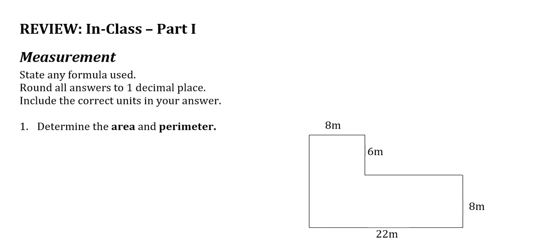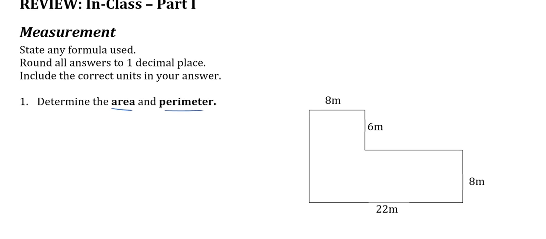So for this first question, it's measurement. This is stuff we did recently. And we're supposed to be determining the area and perimeter of this shape. Now, a couple of things I notice are it's not a regular shape. It's what we call an irregular shape. So it's not a shape that we have a name for, and it's not a shape that we have a formula for. So we have to use some kind of strategy in order to figure out both the area and perimeter. We'll start with perimeter.